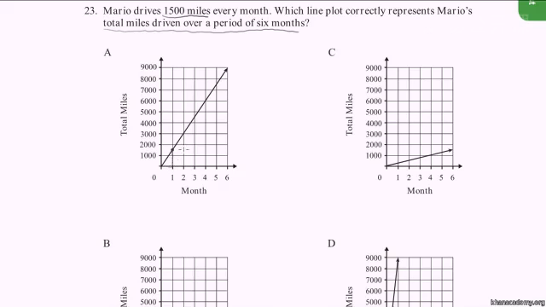So after another month, it should be another 1,500, which goes to 3,000, right? After 2 months, he should drive 3,000 miles. So far, choice A looks pretty good. So I'm just going to circle that. Now let's just verify that the other ones aren't describing this.